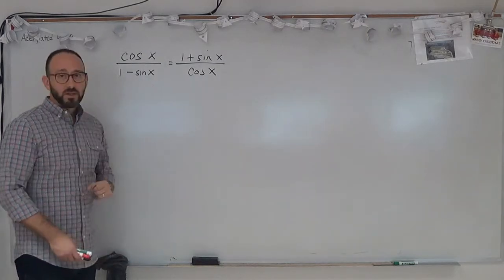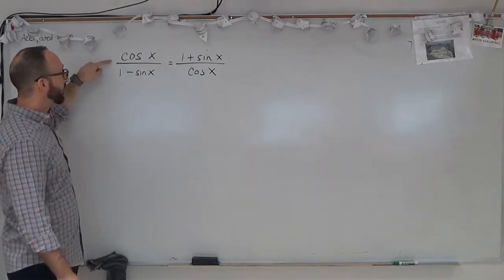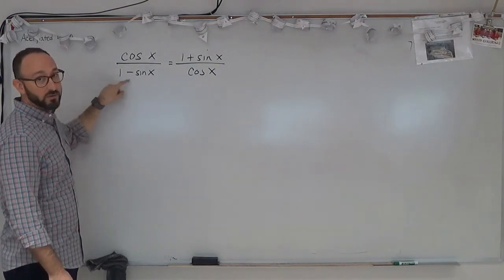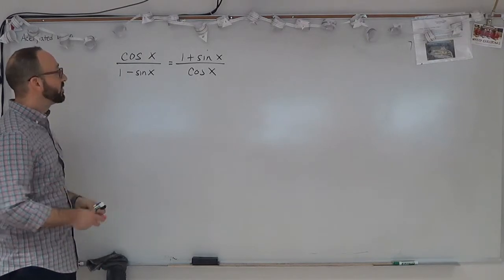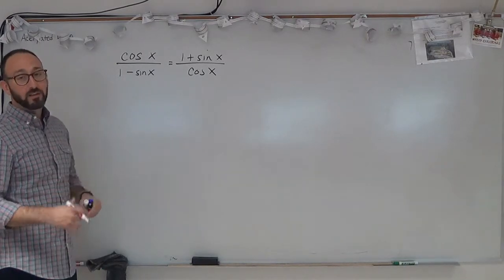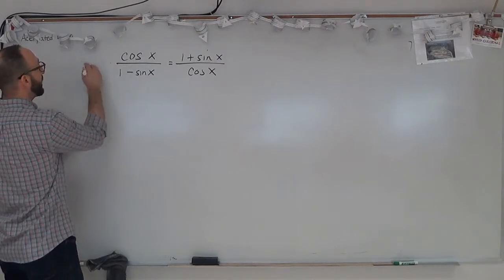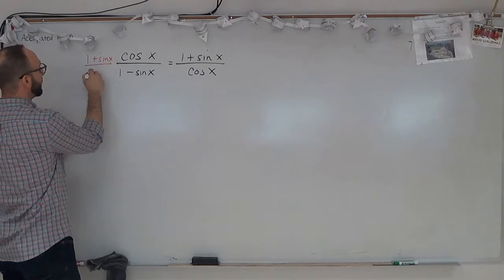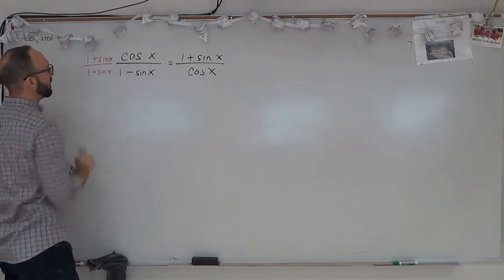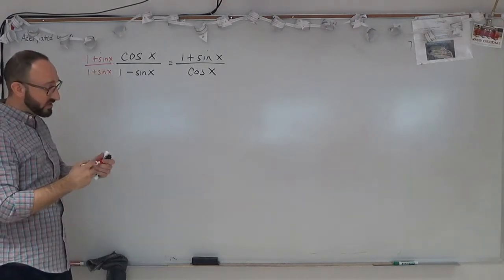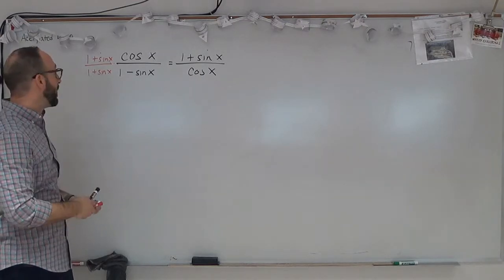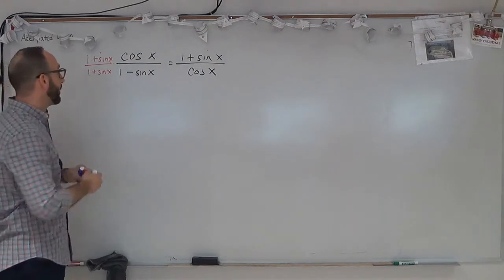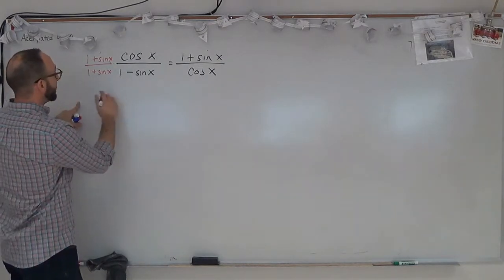So the technique that I'm going to use here is to multiply the numerator and the denominator by the conjugate of the denominator. The conjugate of 1 minus sine x is 1 plus sine x. So I'm going to multiply the top and the bottom by 1 plus sine x. And we're going to see that nice things can happen when we multiply the numerator and denominator by the conjugate of the denominator. So let's handle the top first.